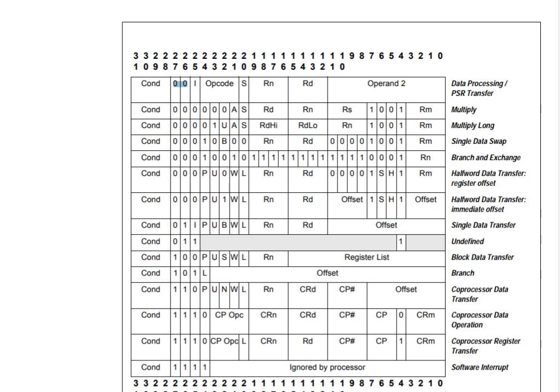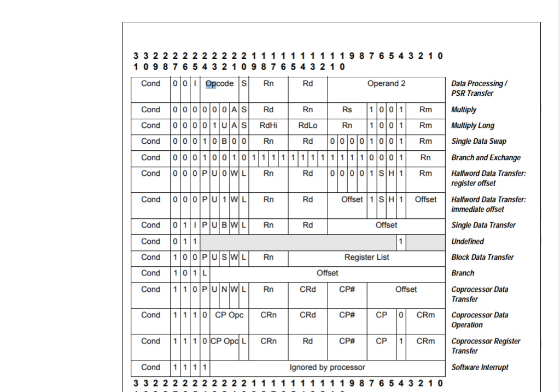The answer is that the data processing instruction could have 6 zeros or 4 zeros and a 1 after the cond field if its I flag here were 0, or if the first bits of the opcode were 0, 0, 0 or just 0, 1.